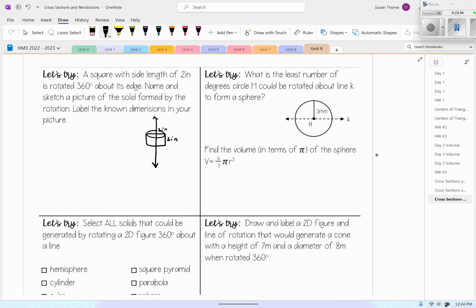we note that it's going to make the shape of a cylinder. Trying to draw it about as equal as I can get it. So this is 2 inches, and this is also supposed to be 2 inches. I should have maybe made that shorter. There we go. So this is a cylinder with a radius of 2 inches and a height of 2 inches.